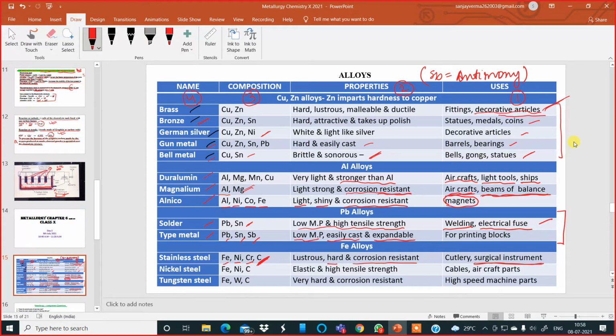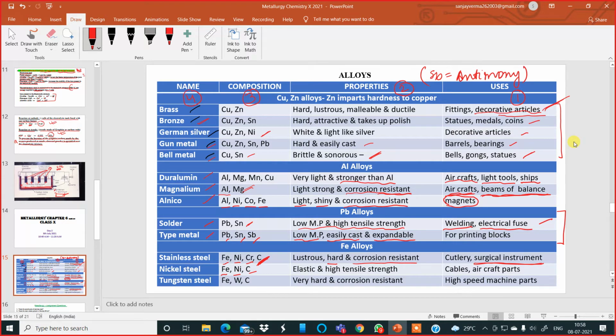Then the next alloy of iron is nickel steel. Nickel steel, this is important. It is an alloy made up of iron, nickel, and carbon. The non-metal is carbon; iron and nickel are metals. It is elastic. It is very strong. It has a high tensile strength.